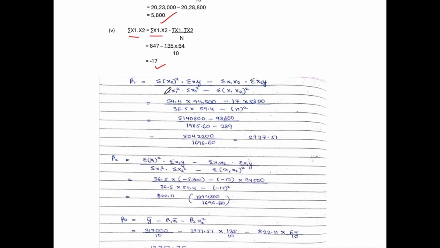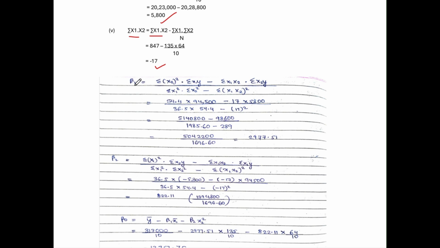On screen, the beta 1 formula is given. You can jot down: sigma x2 square into sigma x1y, minus sigma x1 x2 into sigma x2y, whole divided by sigma x1 square into sigma x2 square minus sigma x1 x2 whole square. How will we remember this formula?